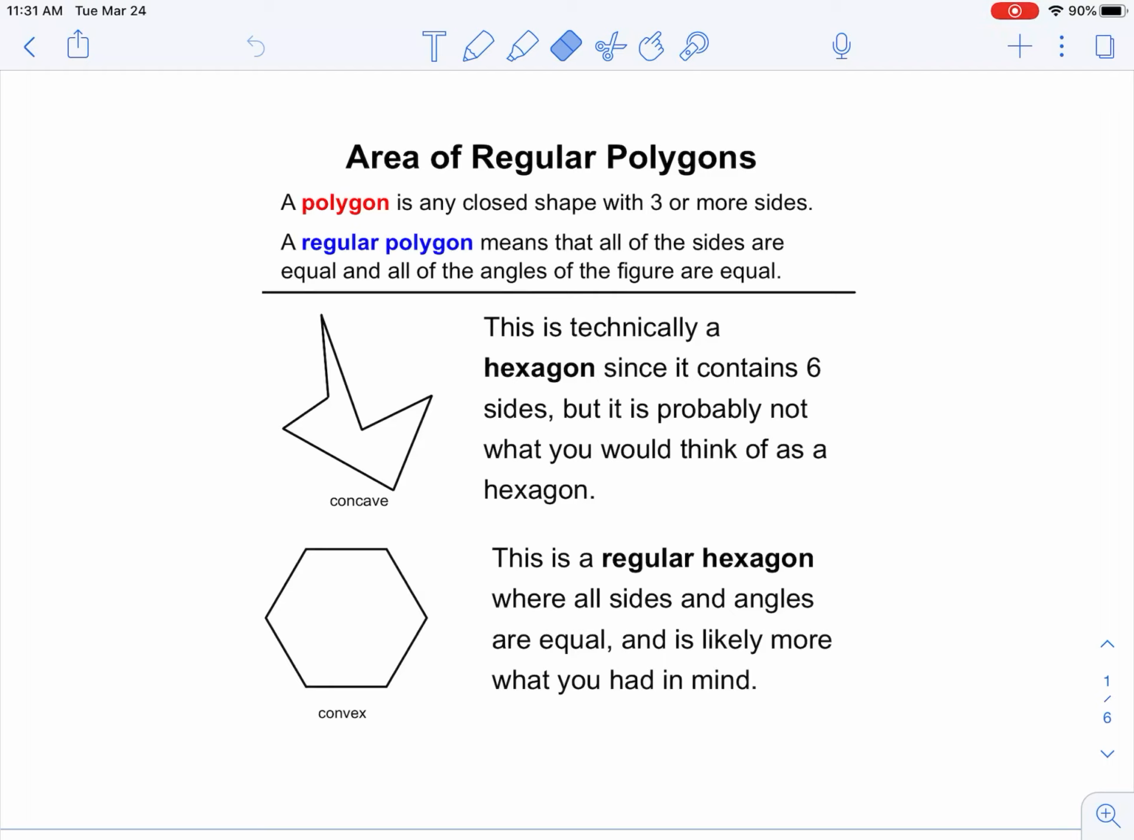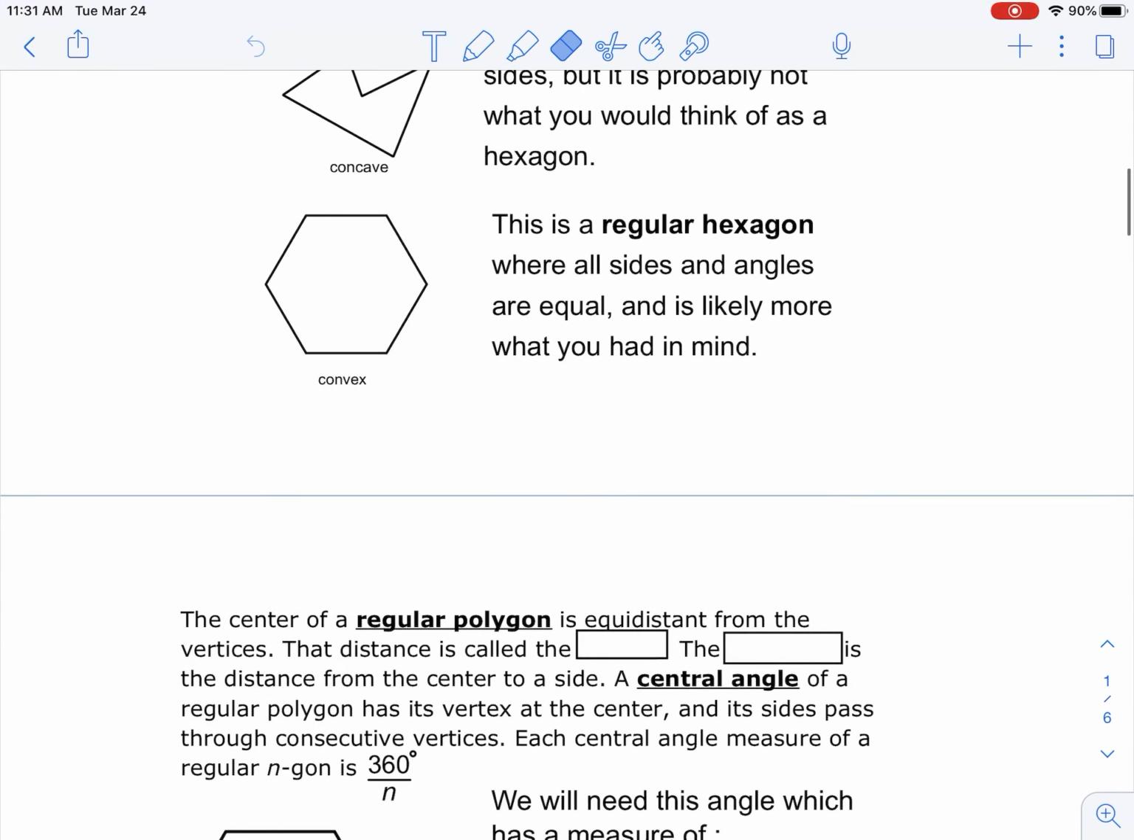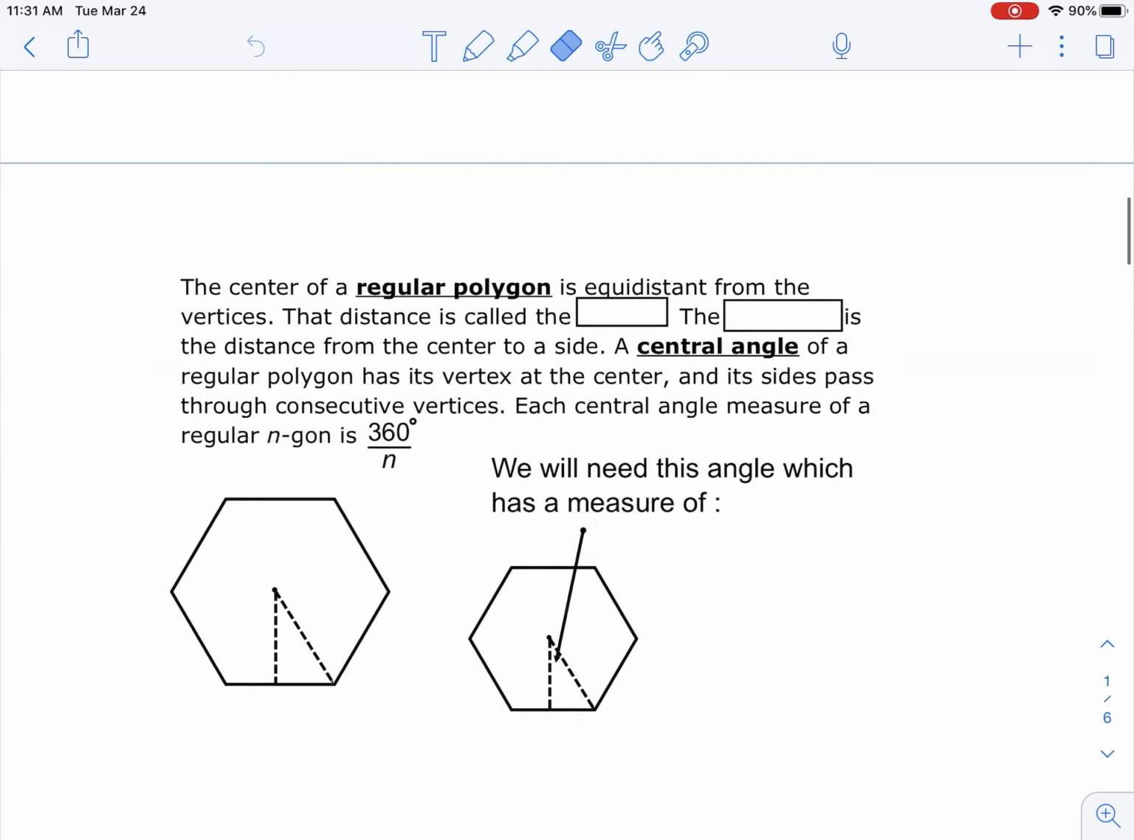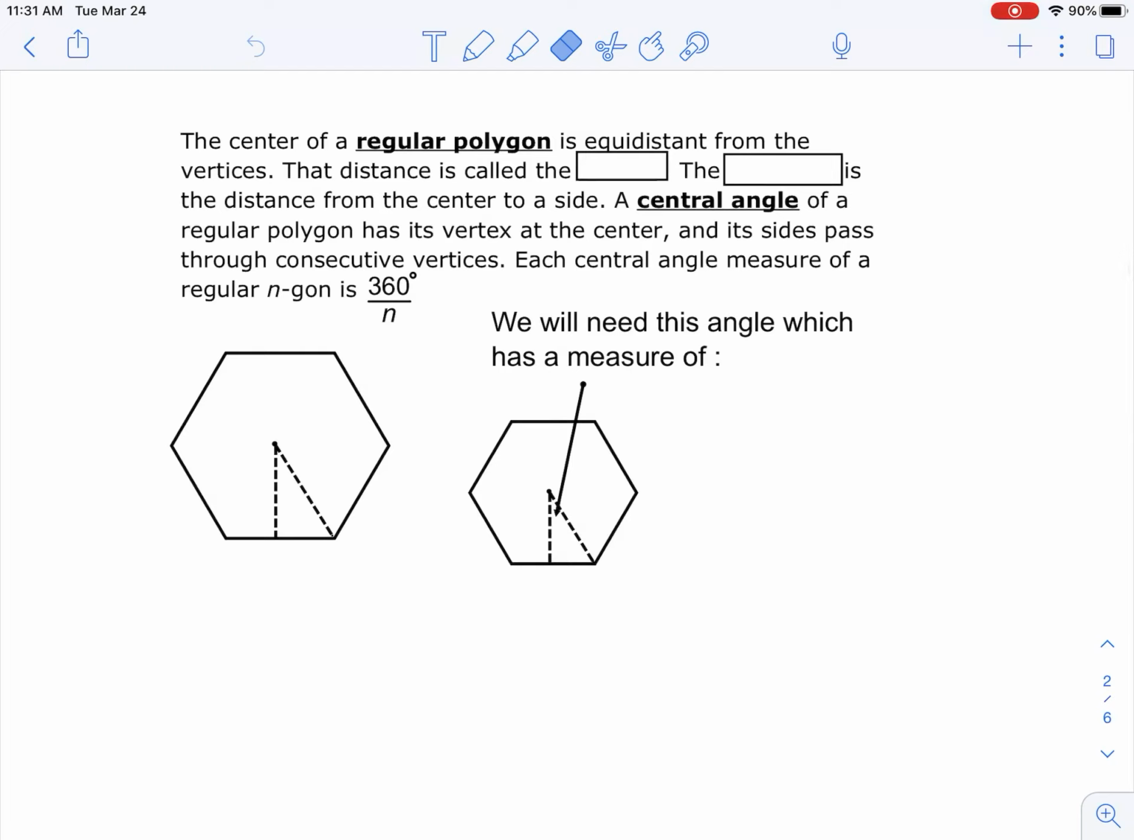This figure, the first figure right here, that's technically a hexagon. It has 6 sides, but it's not what you'd think of when I say picture a hexagon. This here is a regular hexagon where all the sides and all the angles are equal, and this is most likely what you have in your mind anyways.